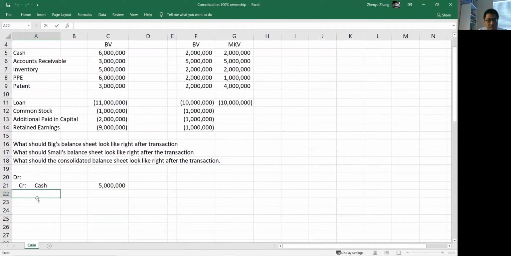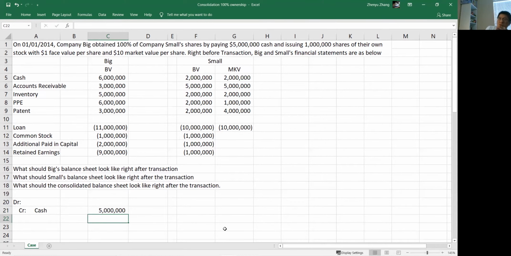So here we have, right? And also remember, company Big issued the stock, right? So it's new stock. If we go back to our intermediate 3, we know when a company issues stock, they have 2 things, right? One, based on the number of shares issued, book value, par value, common stock, right? And the difference between the market value and the par value goes to additional paid-in capital. So this is what we are doing here.